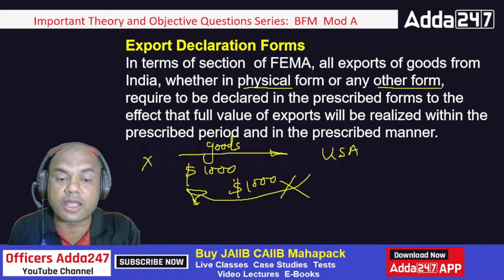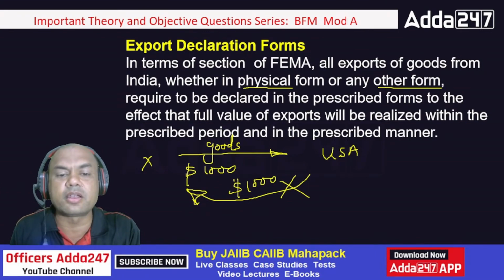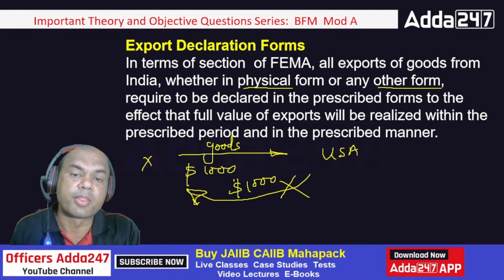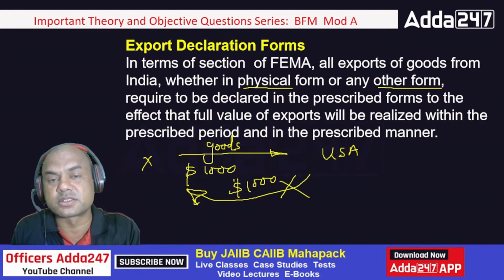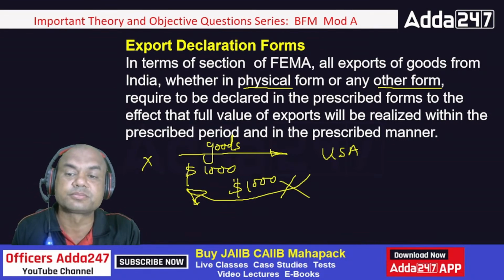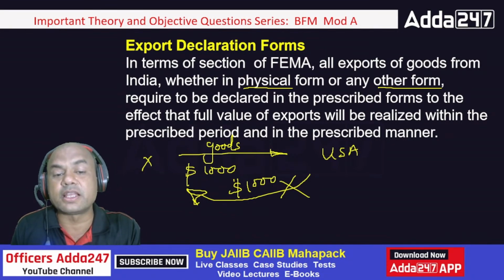So government can track, yes, Mr. X. It won't track your personal name immediately, but it will say $1,000 worth of goods have gone out from India and $1,000 have not come in. So you need to follow up, so that you get this $1,000 from this USA. Okay, so it will be realized within the prescribed period and in the prescribed manner.